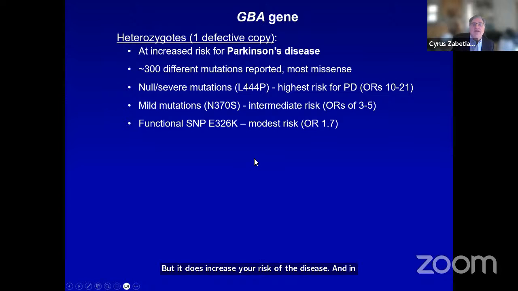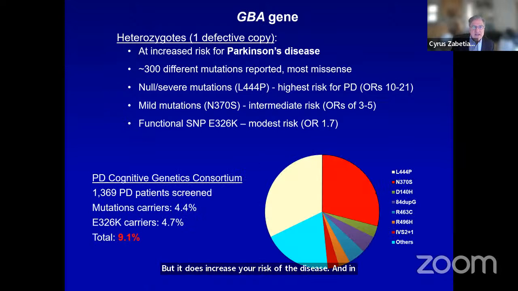And in terms of how common these mutations are, these are data from a consortium that I lead, which now has 15 sites, and we screened 1,369 patients. And these mutations that are reported in Gaucher disease cumulatively amongst PD patients occur with a frequency of about 4.4%. This functional polymorphism E326K, about the same frequency. When you add it up, that's 9%. So that's about 1 in 10, 1 in 12 patients with Parkinson's disease will have a variant in one of these genes. Sorry, in the GBA gene.